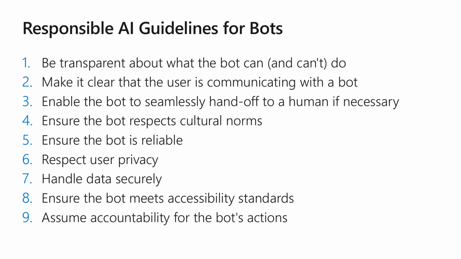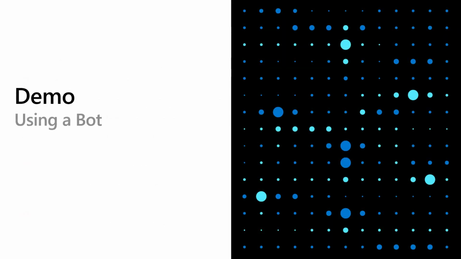Make sure that the bot meets accessibility standards, so make sure that it's able to be used by anybody regardless of their physical abilities. And as always with AI, assume accountability for the bot's actions. Make it clear that you as the organization who have this bot out there are responsible for what that bot does and says when it's being used. But let's take a look at an example of using a bot.